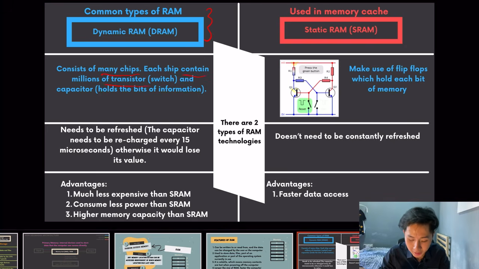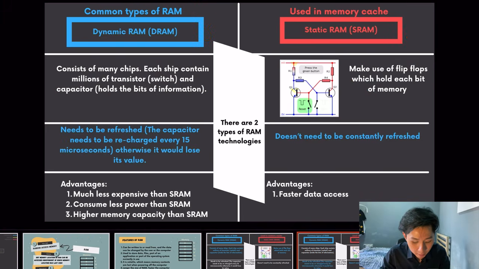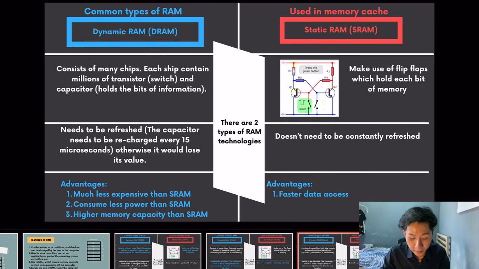The other type of RAM that we are learning here is the static RAM, which is usually located inside the CPU. They make use of flip-flops, which hold each bit of memory. Dynamic RAM needs to be refreshed every 15 seconds, but static RAM doesn't need to be refreshed. The advantage of dynamic RAM is that it's usually much less expensive, cheaper, and also consumes less power and has higher memory capacity than SRAM.